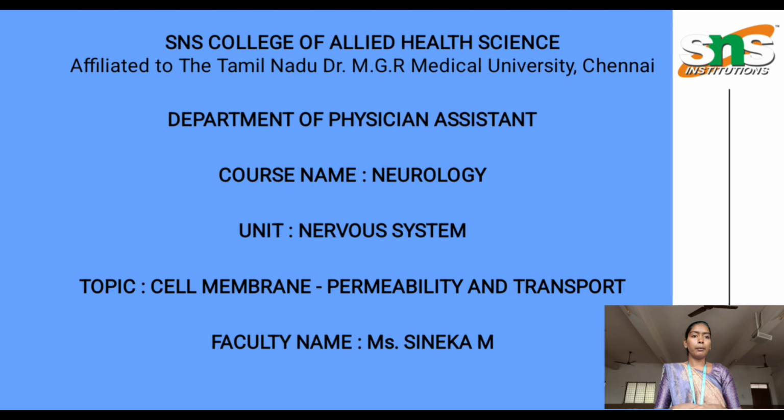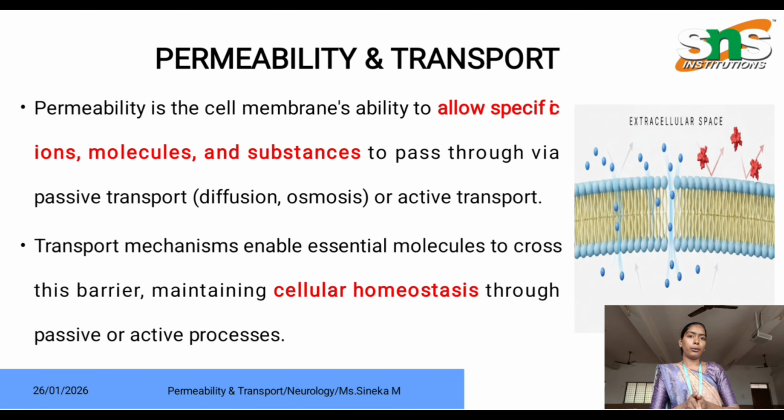Today we are going to see about permeability and transport. Permeability is the cell membrane's ability to allow specific ions, molecules and substances to pass through via passive transport or active transport. Here I have attached the image of permeability. Permeability simply means the cell membrane allows certain substances to enter into the cell.